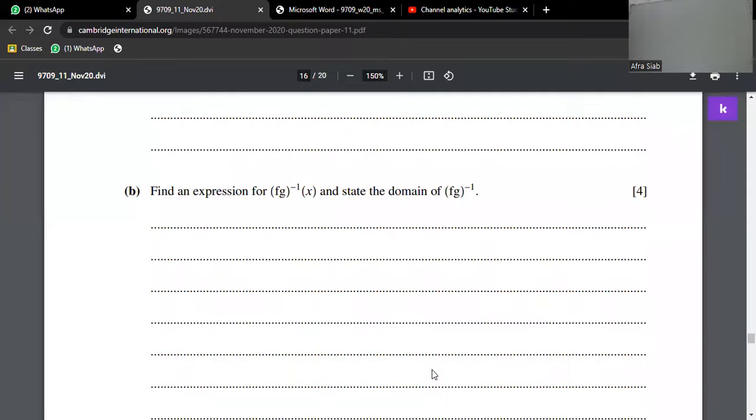Question 12. A part, B part, and C part. Now we will solve these questions one by one.